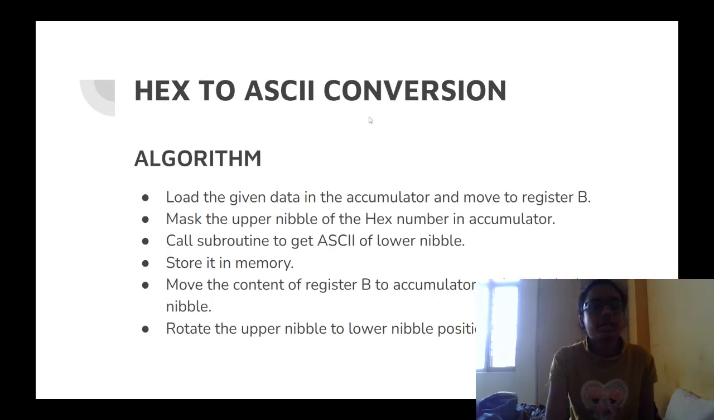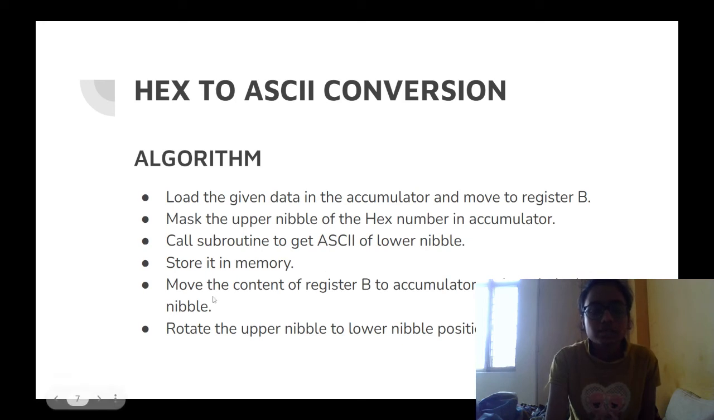Now let's see hex to ASCII conversion. The given data is loaded into the accumulator, and it is also moved to register B. Then we mask the upper nibble, and the ASCII of the lower nibble is calculated using a subroutine. Then it is stored in the memory.